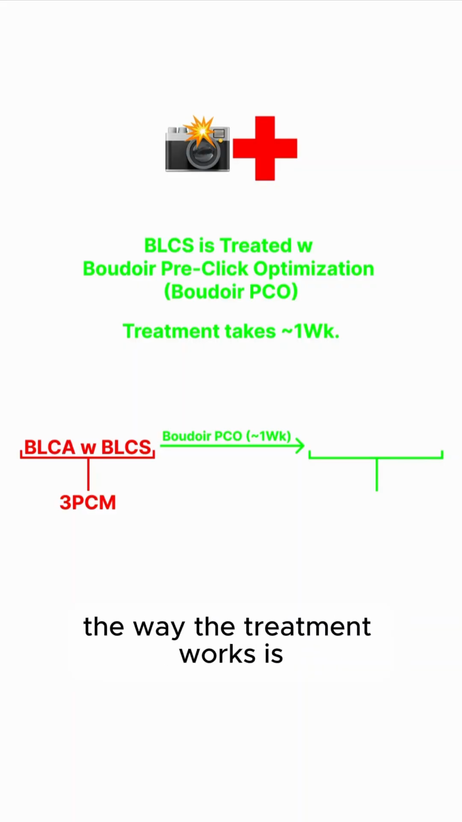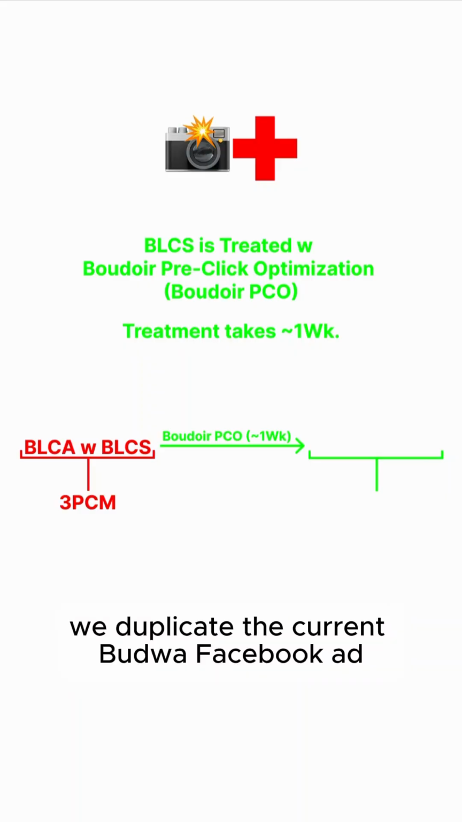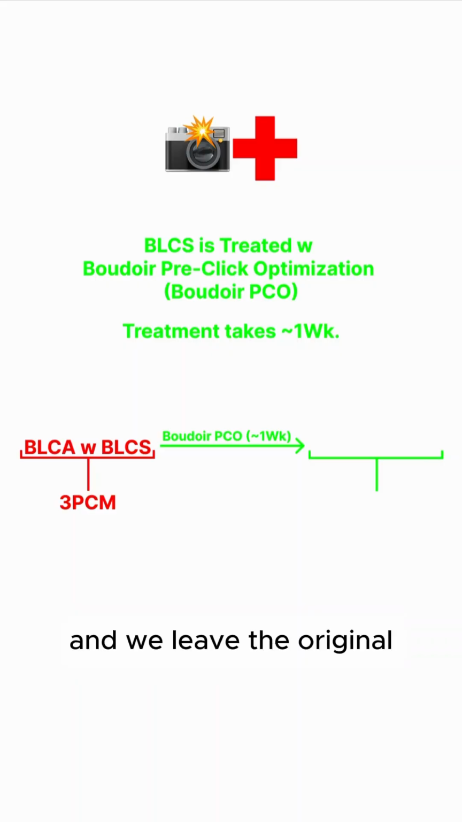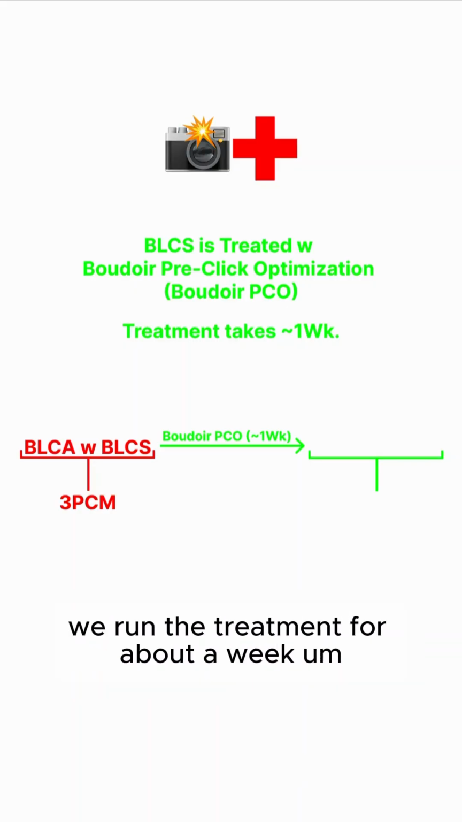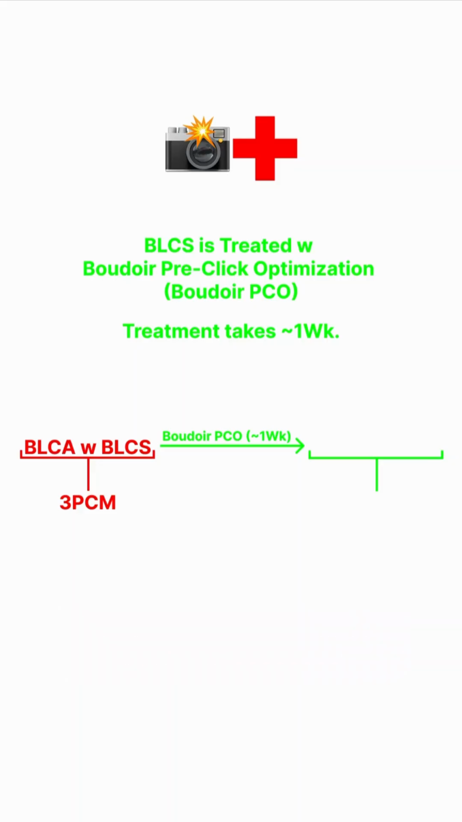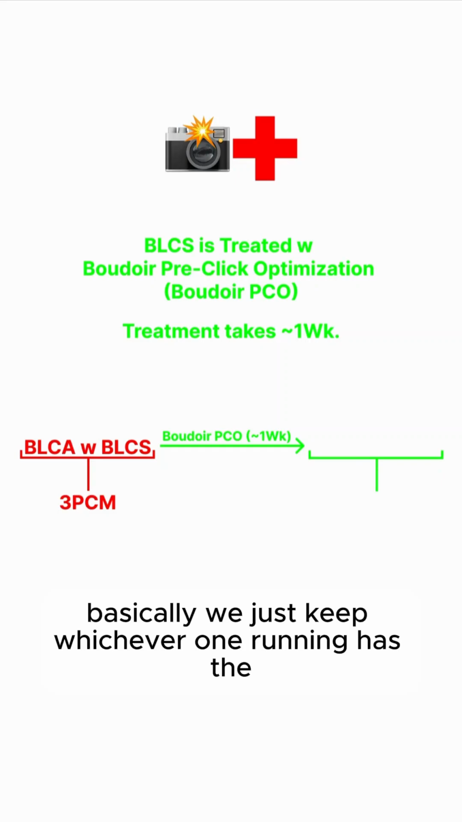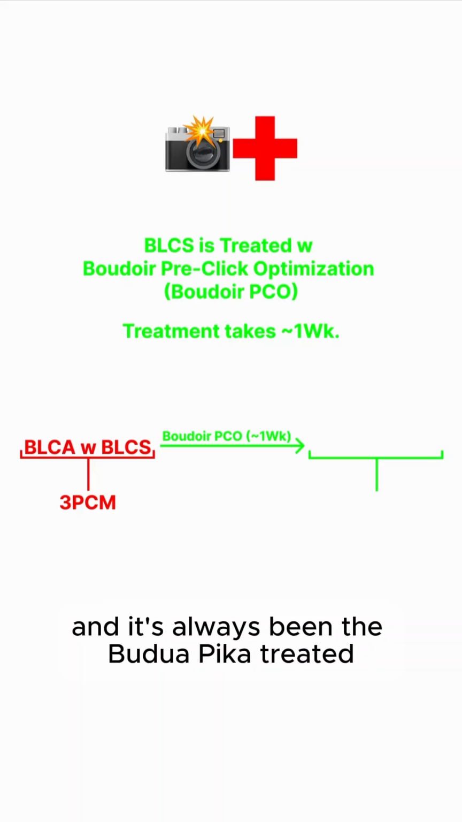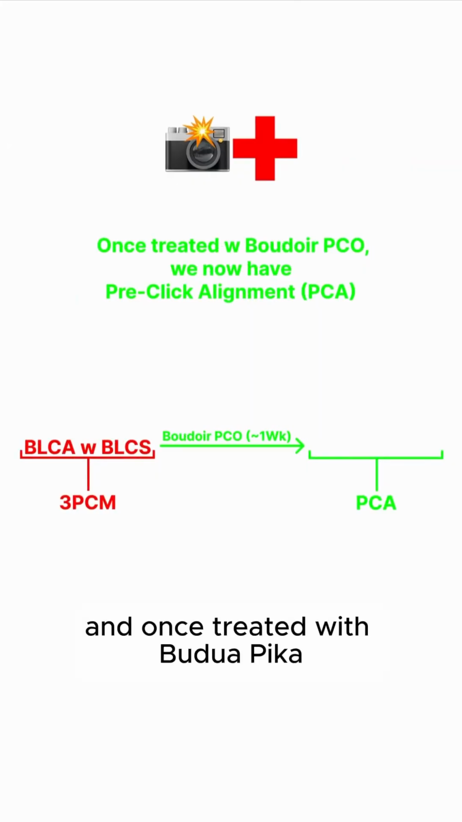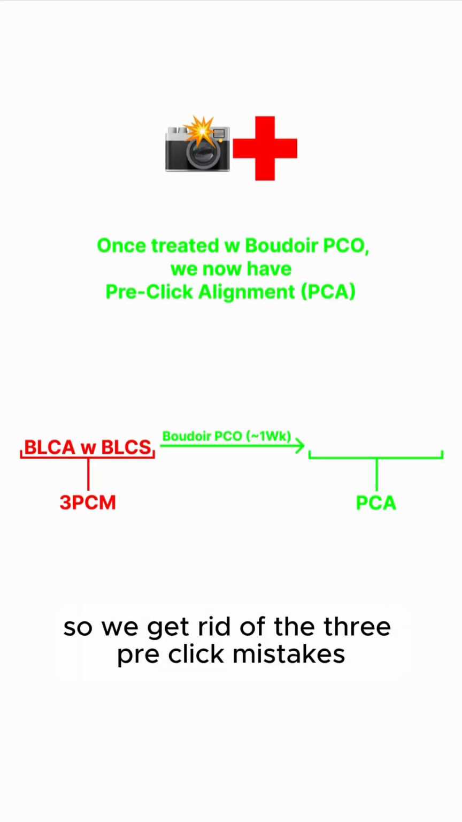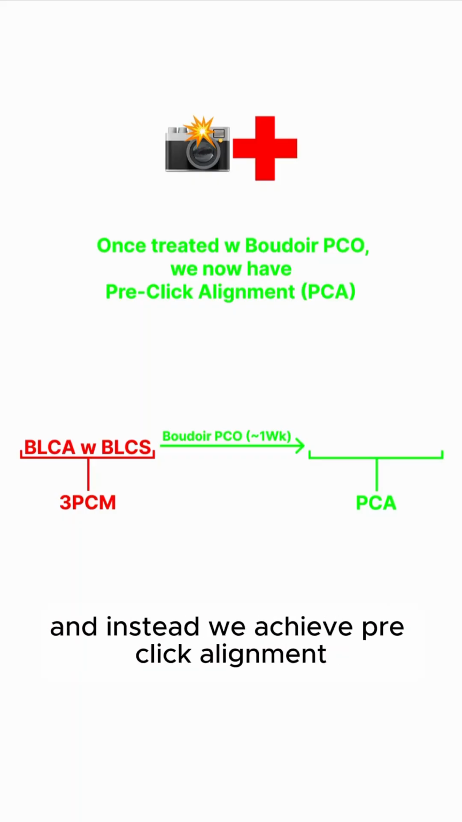The way the treatment works is we duplicate the current boudoir Facebook ad, and we leave the original. And we actually apply the treatment on the duplicated one. We run the treatment for about a week. After about a week, we just keep whichever one is running the highest metrics, and it's always been the boudoir Pico treated ad that ends up with the highest metrics for unique CTR all. And once treated with boudoir Pico, we now have pre-click alignment, PCA. So we get rid of the 3 pre-click mistakes, and instead we achieve pre-click alignment.